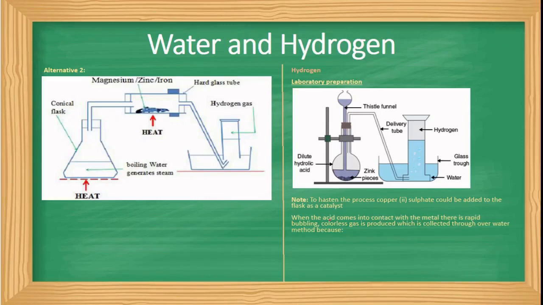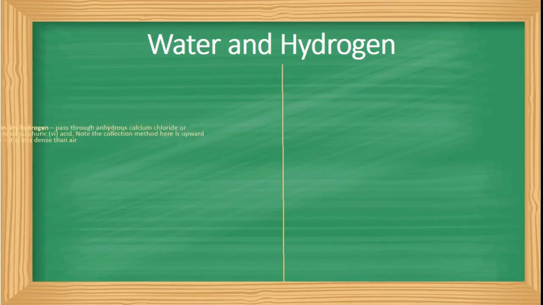So when the acid comes into contact with the metal, there is rapid bubbling, and the hydrogen, which is colorless gas, is produced and collected through a water method, because 1, it is insoluble in water or just slightly soluble in water, and 2, it is less dense than water. The first jar collected should just be discarded because it is impure, as it contains some air that was present in the apparatus before the reaction started.